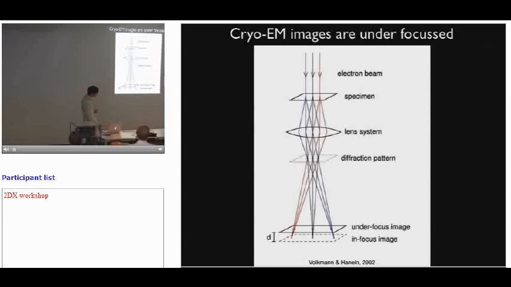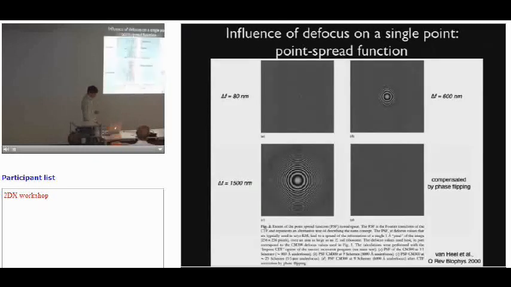There's another type of function that's always being used also in the context of the contrast transfer function, and this is the point spread function. The point spread function basically is the equivalent of the contrast transfer function, but expressed in a real space scenario.